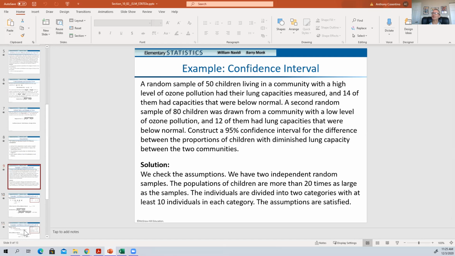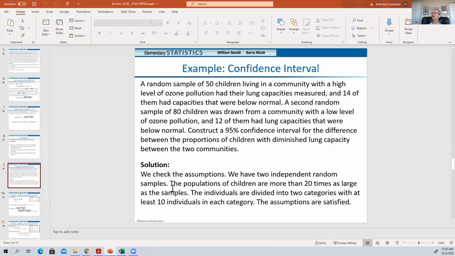So let's walk through this example here. So this is the same one here, and we're going to use 95% confidence interval. So let me pull up the whiteboard here and get all these numbers up here.